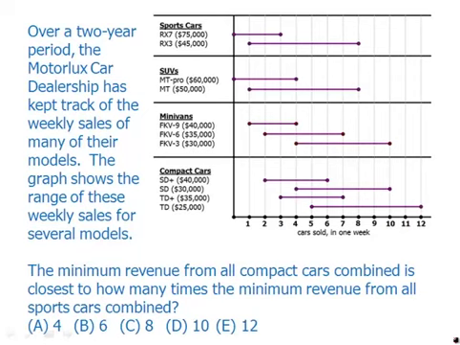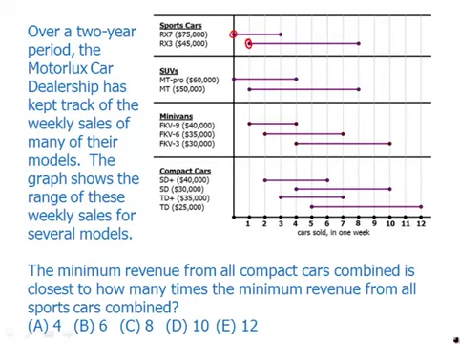So now the question is, the minimum revenue from all compact cars combined is closest to how many times the minimum revenue from all sports cars combined? Interesting. Let's look at sports cars first. So if we're looking at the minimum values, the leftmost values, the leftmost dots. So the minimum values in a typical week, they would sell 0 of those really expensive $75,000 sports cars. Those must be really impressive cars, but because they're so expensive, sometimes there are weeks they sell none of them.